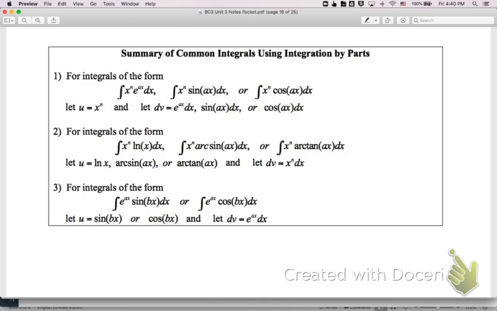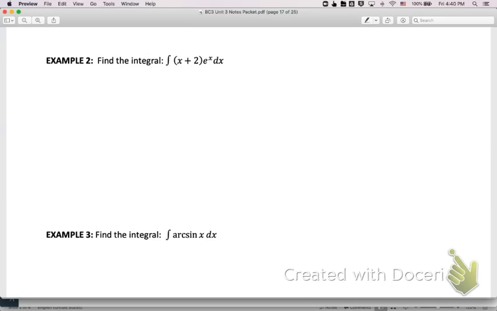So let's go ahead and look at example 2. We want to find the integral of x plus 2 times e to the x dx. So once again, this one is a little bit easier to decide what to choose. We want to let u equal something that's easy to take the derivative of and that is going to get simpler, or we want to let dv be something easy to integrate. So I think that both of those cases make it pretty clear. e to the x is always the easy one to integrate.